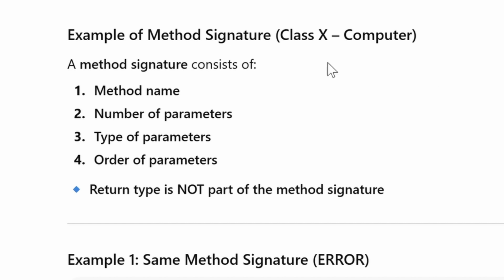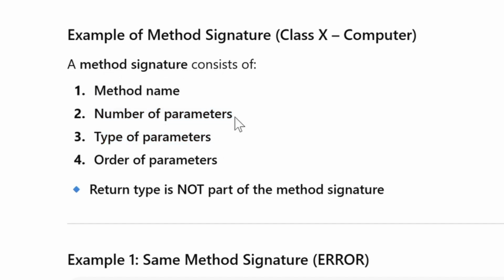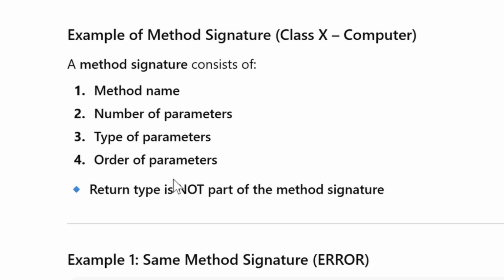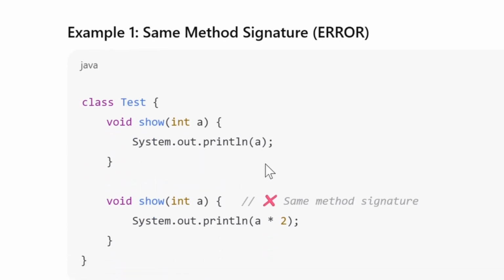What is a method signature? A method signature consists of method name, number of parameters, type of parameters, order of parameters. Return type is not part of the method signature. Remember, return type is not a part of method signature. Here see, this is your void, this is your return type. Return type does not matter.